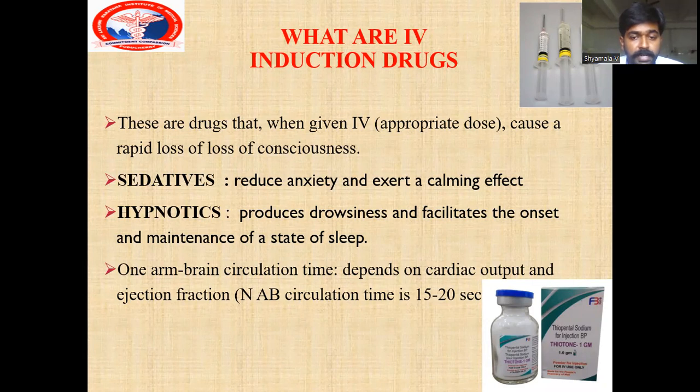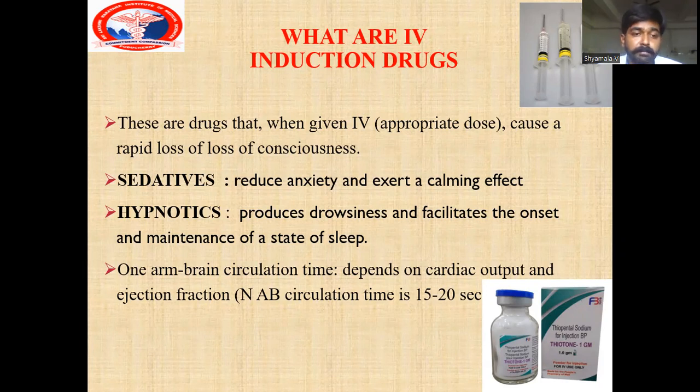Arm-brain circulation time depends on the cardiac output and ejection fraction of the patient. If the ejection fraction is really good, it will take only a minimum of 10 to 15 seconds. If the patient's ejection fraction is low, it will take a maximum of 15 to 20 seconds for the drug to act.